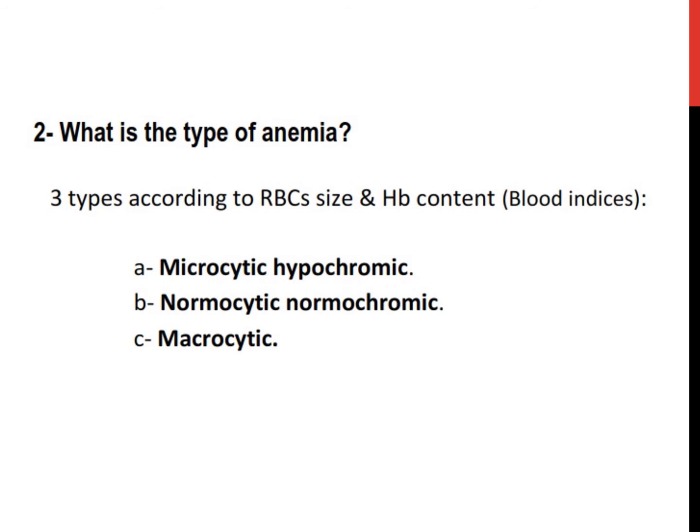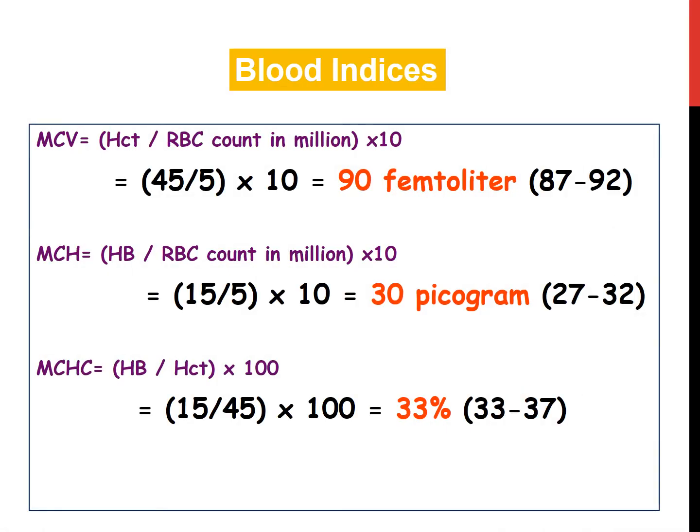Also, in order to treat anemia, we have to classify it into one of three according to the size of RBCs. Either it's microcytic or normocytic or macrocytic. To know the class of anemia, we have to know the blood indices, which are the mean corpuscular volume, MCV, mean corpuscular hemoglobin, MCH, and mean corpuscular hemoglobin concentration, MCHC.